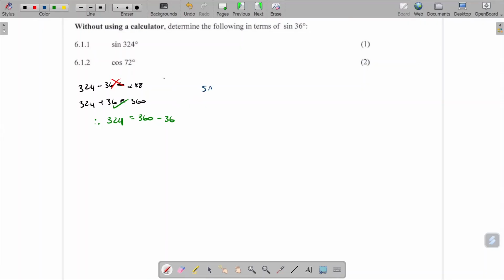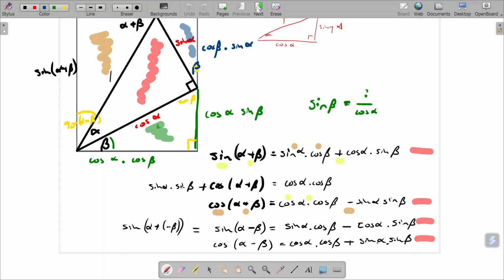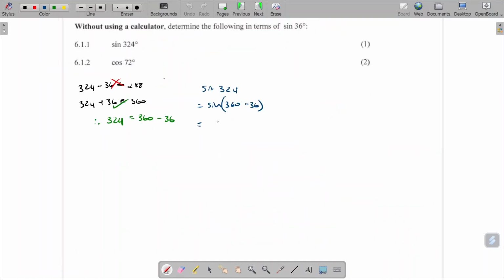So here we go in the blue pen. This is actually my answer. Sine of 324 equals sine of 360 minus 36. I'm going to go get my formula sheet and look this up. Okay, and remember what my formulas say. And so again, if I looked at them there, I'd look them up. Sine of A minus B at the bottom there. So this would equal sine of 360 times cos of 36 minus cos of 360 times sine of 36.